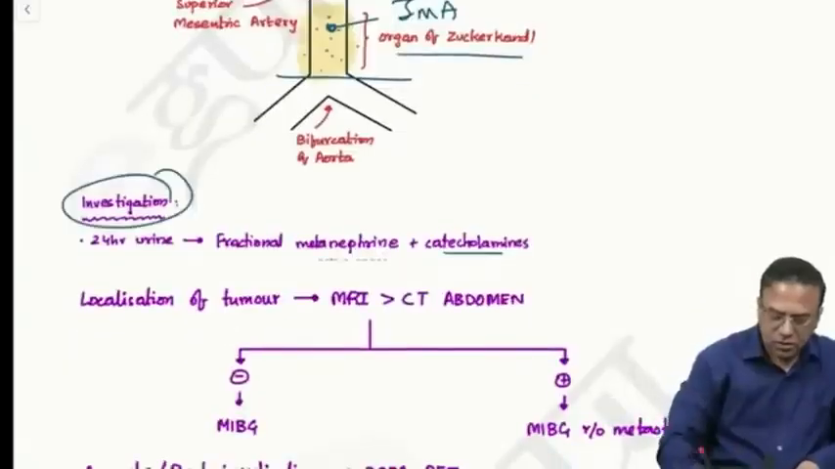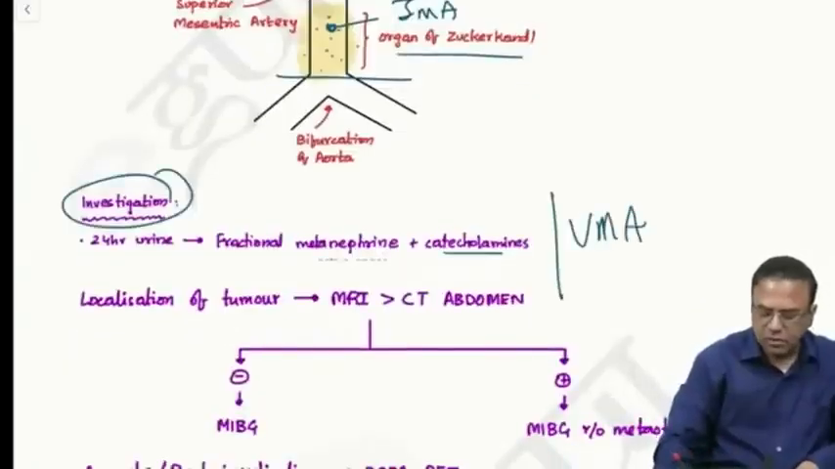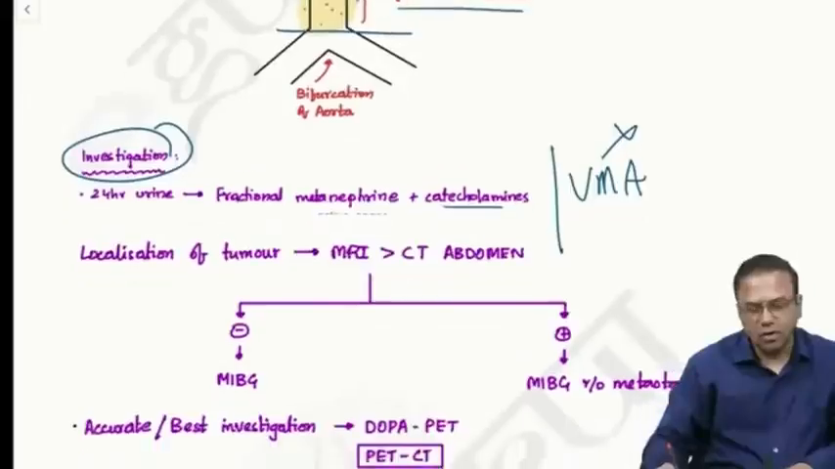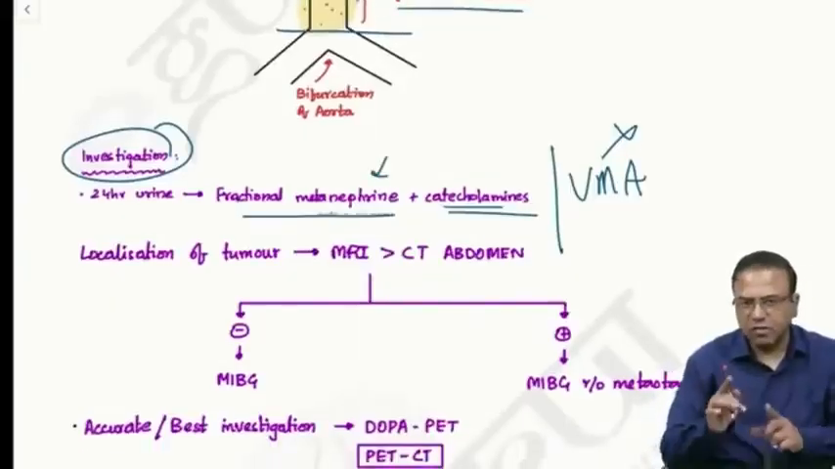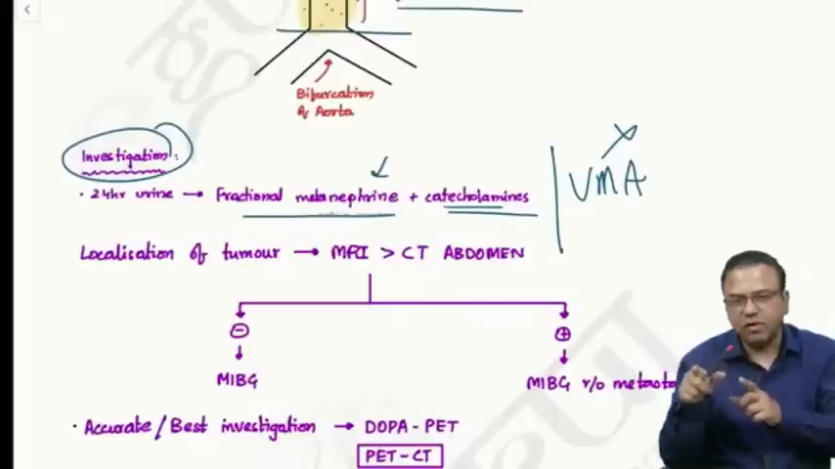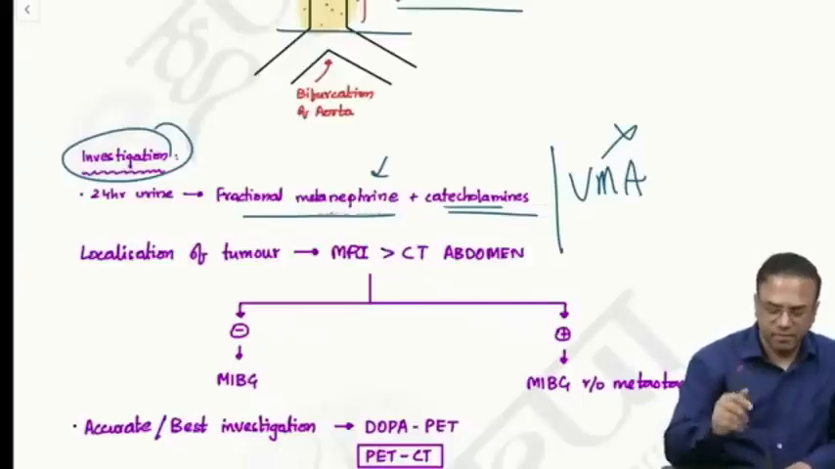In the investigation, do not answer VMA. VMA is gone. Vanillyl mandelic acid is gone. Get the metanephrine assay and catecholamine. Although we use the term metanephrine, remember we check metanephrine and normetanephrine when you send for testing.